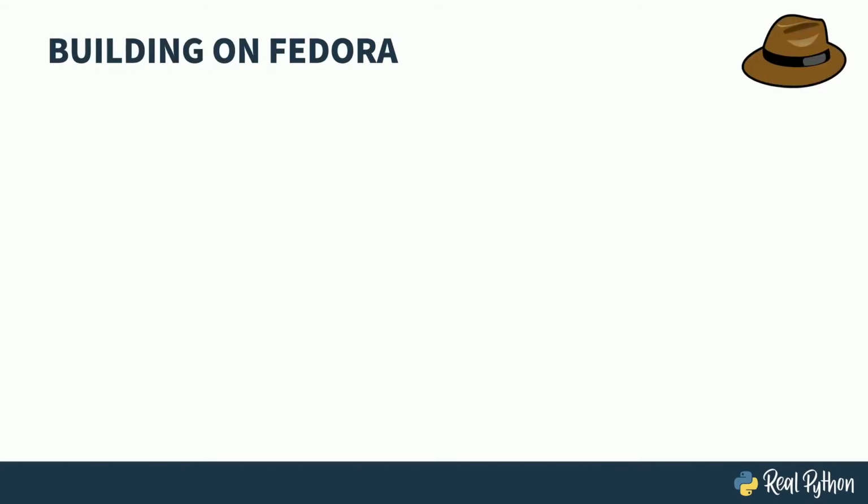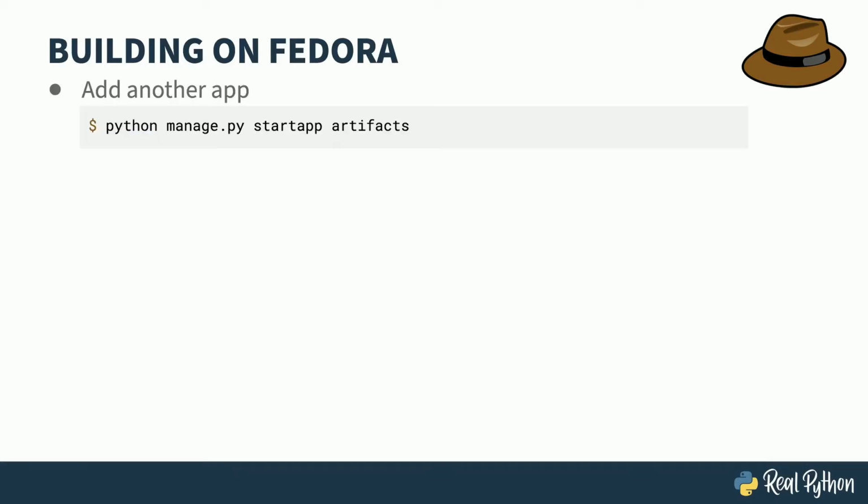Throughout this course, I'm going to continue building on the Fedora project. For the most part, I'm going to create a new app for each lesson. I won't stepwise go through the process of creating each app. I will just quickly summarize it in order to save time. If you need guidance on how to do this, see the previous lesson or dig into one of the other Django courses. To get going for this lesson, I'm going to create another app, this one called Artifacts.